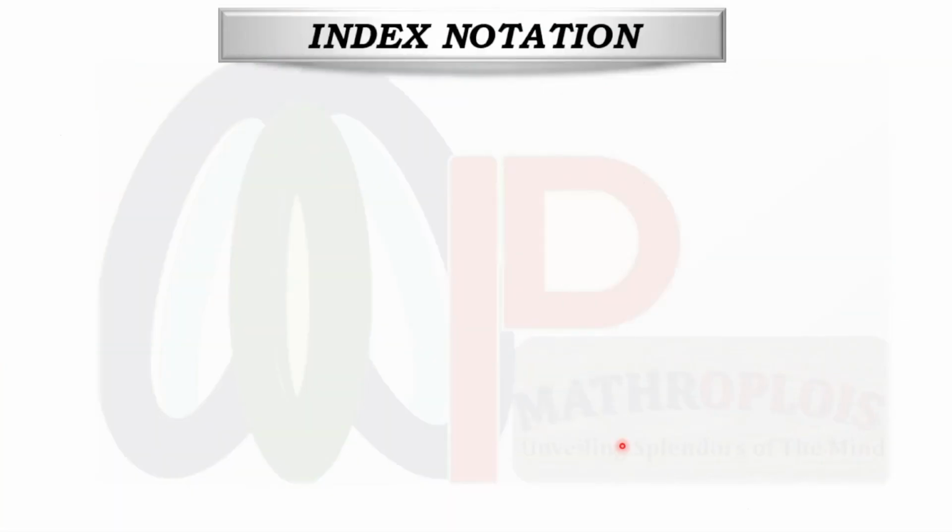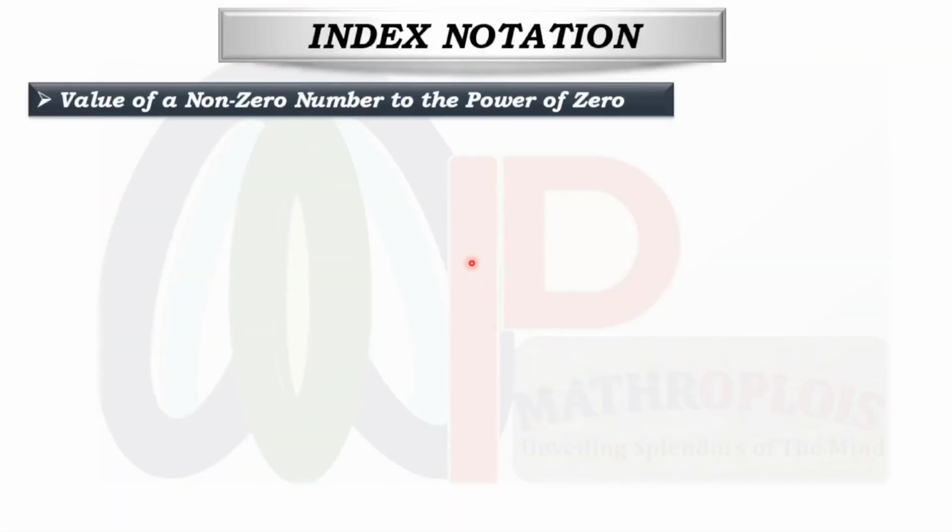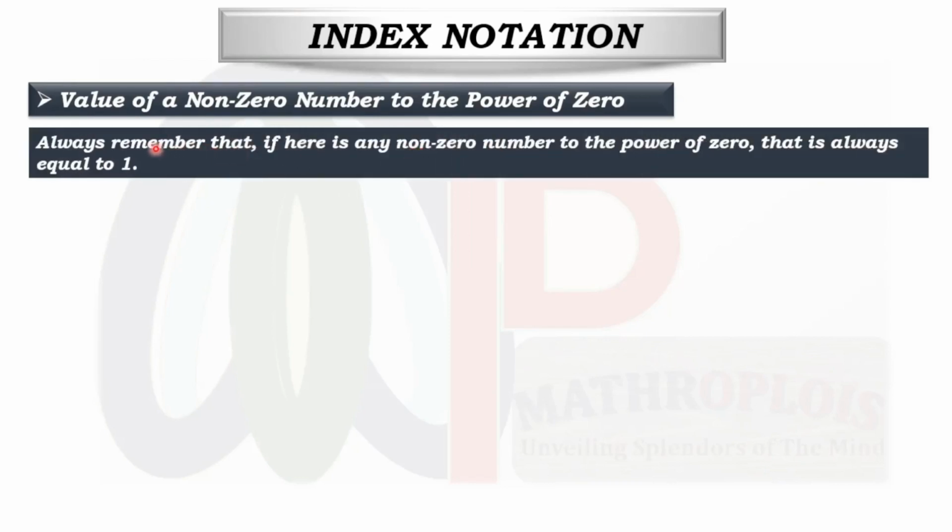Let us understand the value of a non-zero number to the power, index, or exponent of 0. Always remember that any non-zero number to the power of 0 is always equal to 1. Like here is 7 to the power of 0. 7 to the power of 0 is equal to 1.